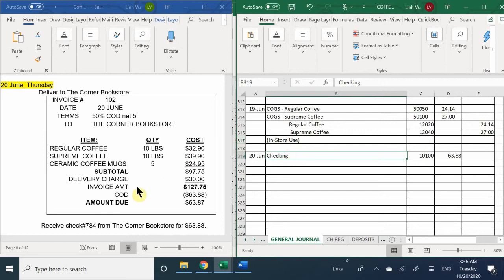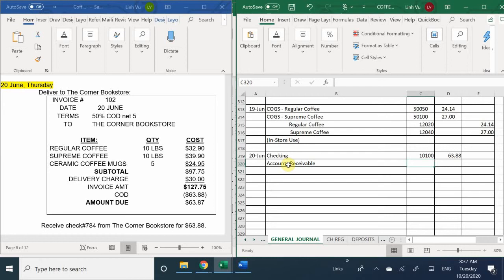This is a customer, correct? And the customer is being billed $127, but they only paid half of it. So what does that mean? We have an accounts receivable, correct? So we received $63.88, so we're going to debit our checking. And we're also going to debit our accounts receivable for $63.87, because the entire bill is $127.